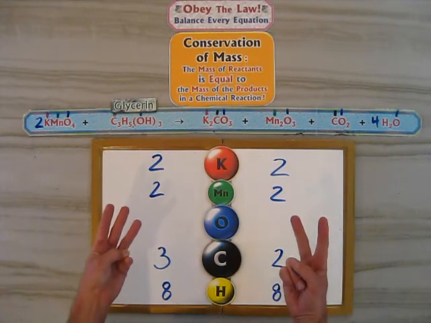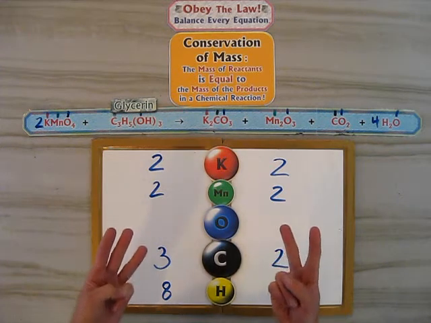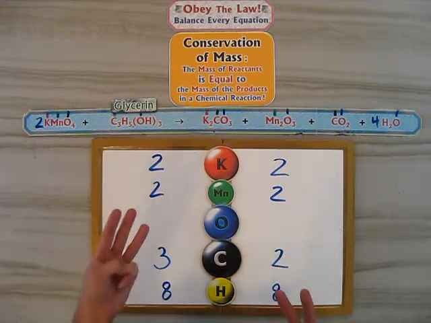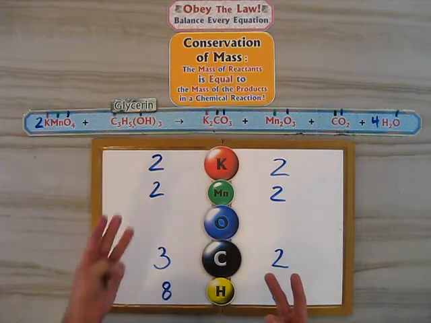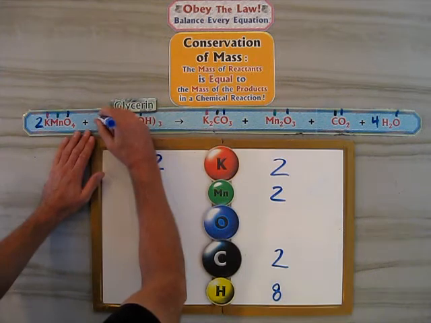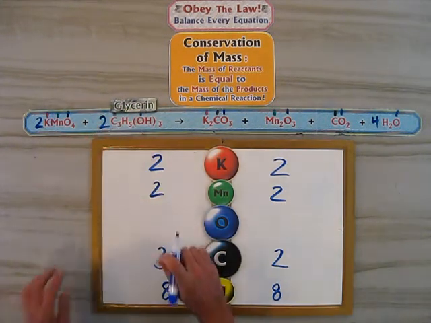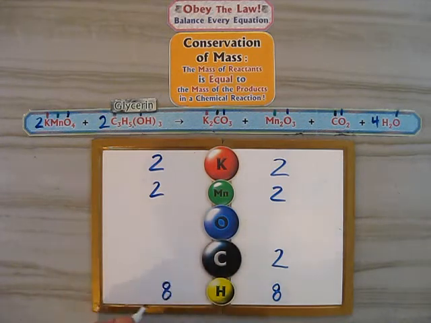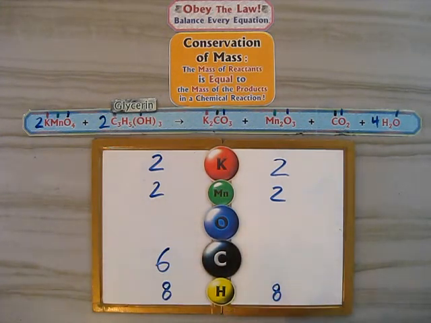What does that remind you of? 3 and 2, odd, even. So what do we do when we have odd, even? We make the odd side even. Even if it's more, we make the odd side even. So I'm going to double this now, getting a lot of 2s and 4s here. And now I've got 6 carbon. That changes this to a 6. And now I can make this match.